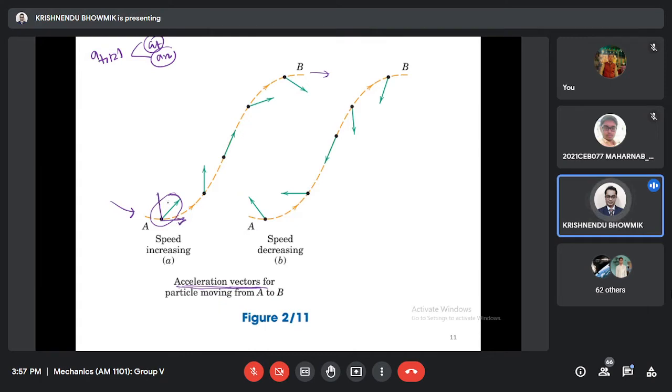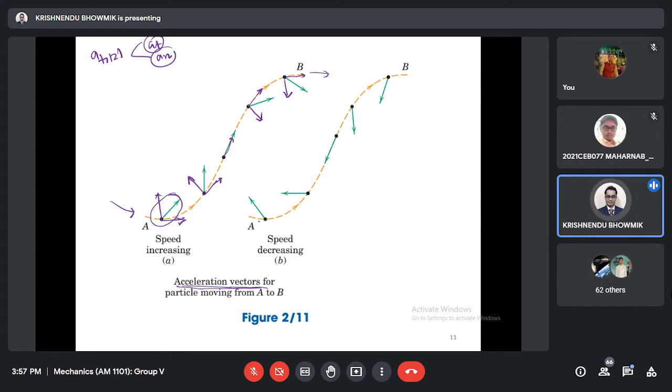One is tangential, the other is normal. Here it is tangential, this is normal. I want to decompose that. So normal will be based on the path curvature.